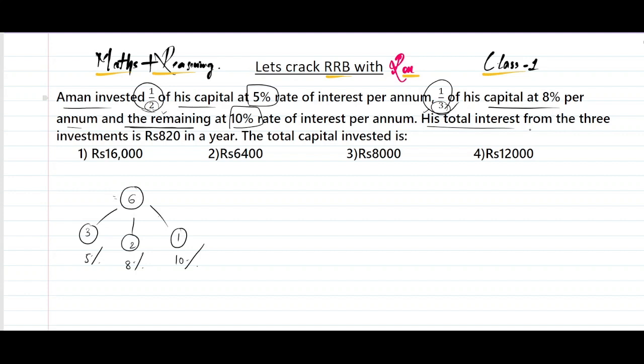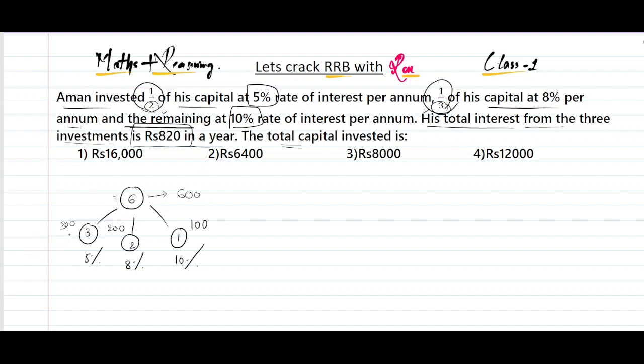See the next part. Here the total interest from these 3 investments is 820 rupees in a year. So they asked us the total capital invested. See here, in order to make calculation much easier, I'll take capital as 600. I'll just add 2 zeros. Okay. So this will become 300, this will become 200 and this will become 100.